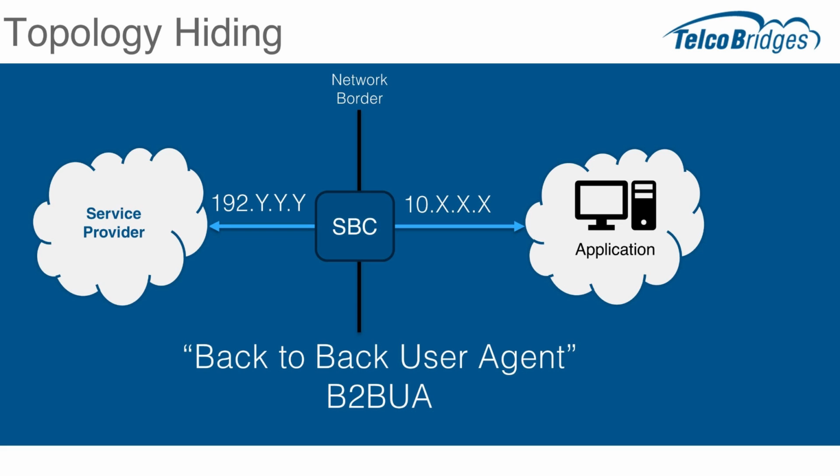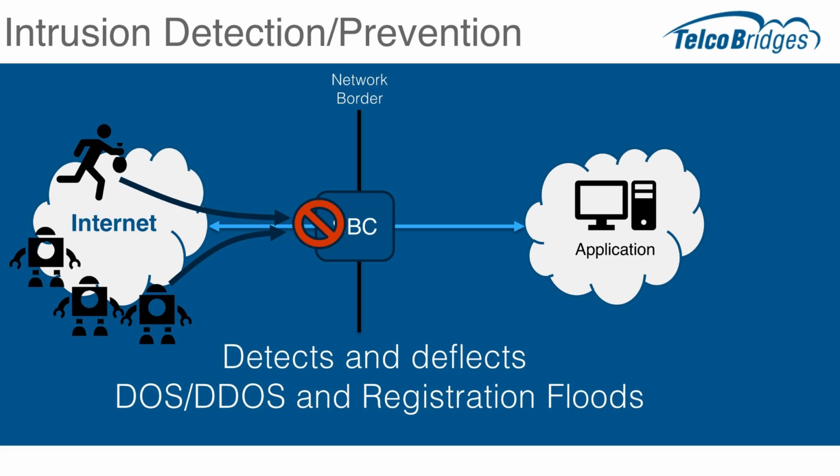It plays a critical role in the topology hiding because somebody's hack can't get past this border, right? Because that call gets terminated at the SBC, and there is a new session built on the other side. So topology hiding is one of the key basics of an SBC.